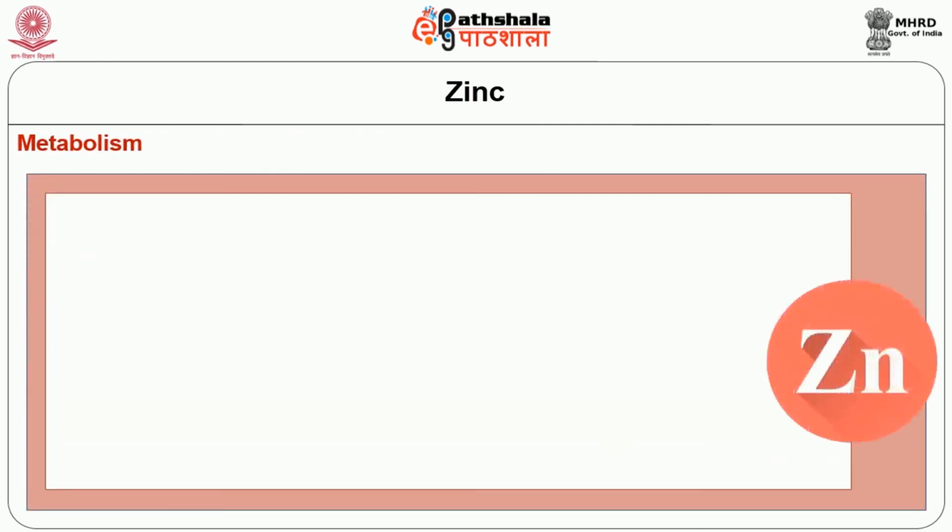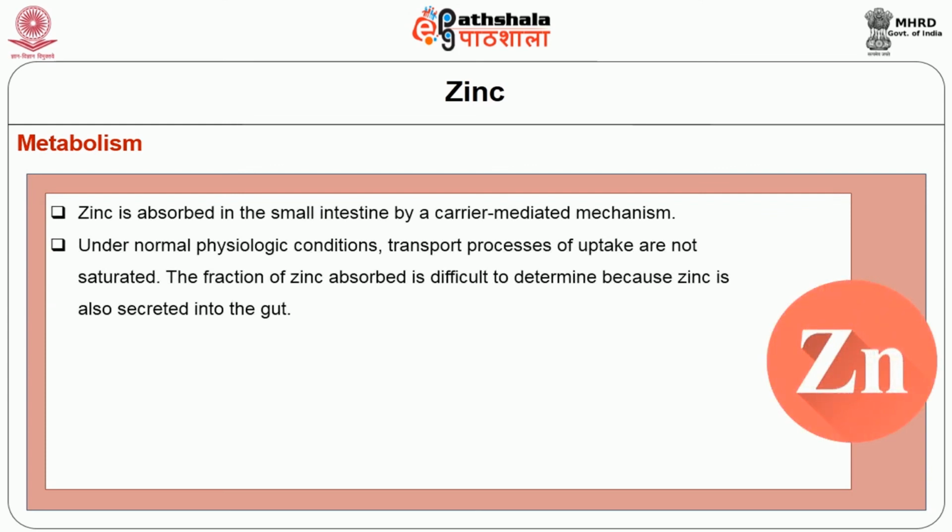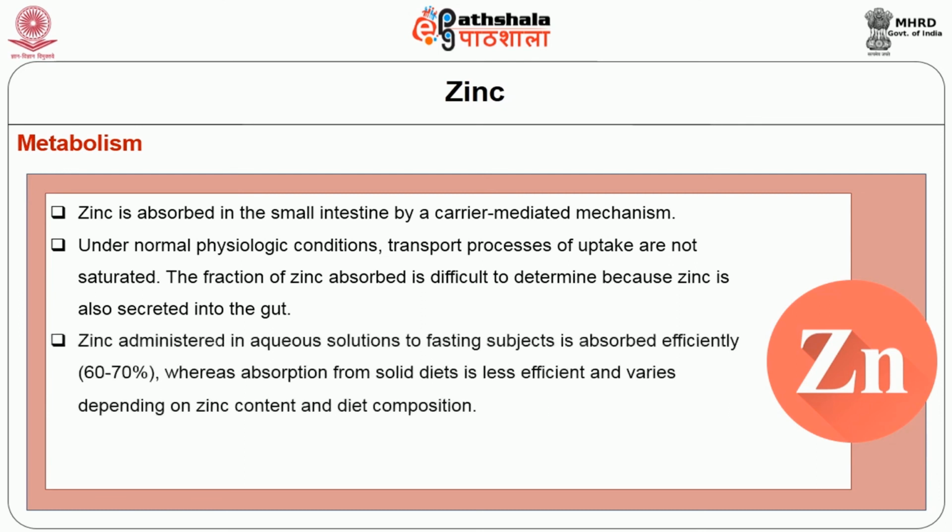Metabolism of zinc. Zinc is absorbed in the small intestine by a carrier-mediated mechanism. Under normal physiologic conditions, transport process of uptake are saturated. The fraction of zinc absorbed is difficult to determine because zinc is also secreted into the gut. Zinc administered in aqueous solutions to fasting subjects is absorbed efficiently, 60 to 70%, whereas absorption from solid diets is less efficient and varies dependent on zinc content and diet composition. Generally, 33% is accepted as the average zinc absorption in humans.